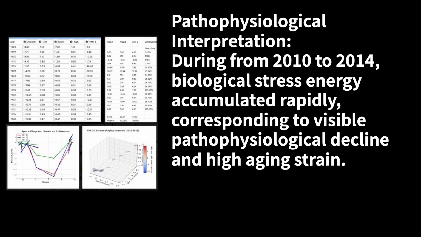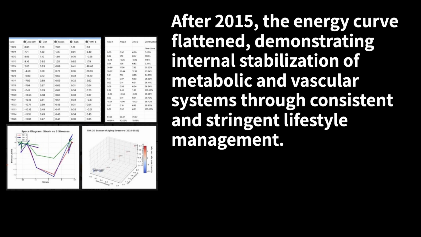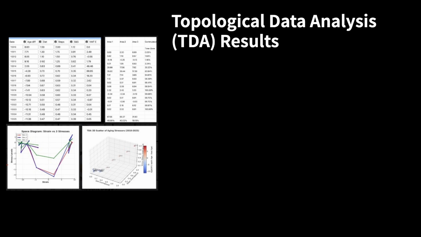Pathophysiological interpretation: from 2010 to 2014, biological stress energy accumulated rapidly, corresponding to visible pathophysiological decline and high aging strain. After 2015, the energy curve flattened, demonstrating internal stabilization of metabolic and vascular systems through consistent and stringent lifestyle management. Topological data analysis, TDA, results.